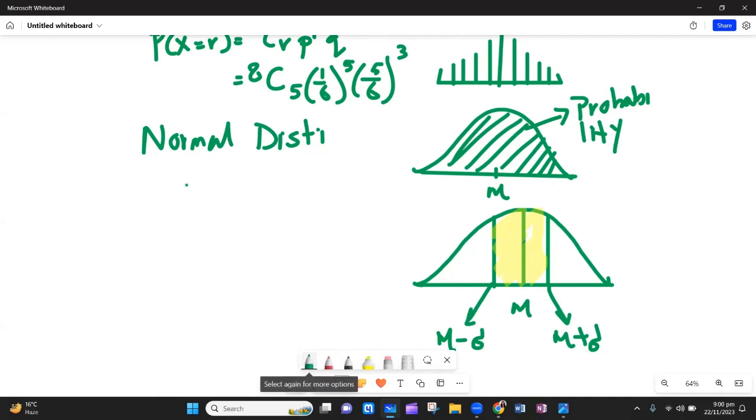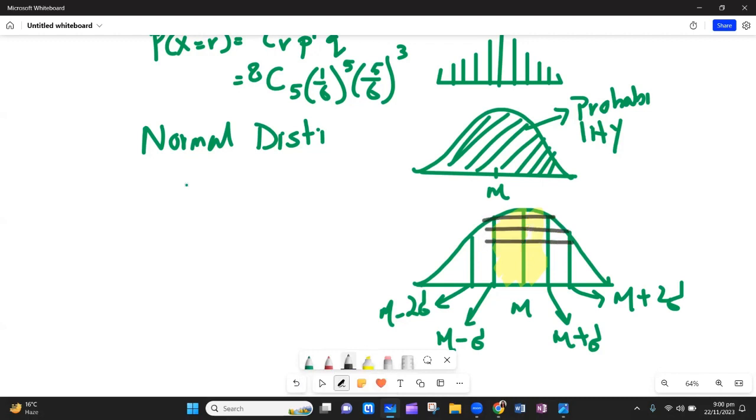Then this would be 2 standard deviations away from the mean. Almost 95% of the data lies within these limits. And 99.9% of data lies within 3 standard deviations of the mean.